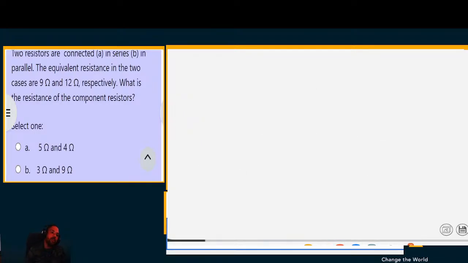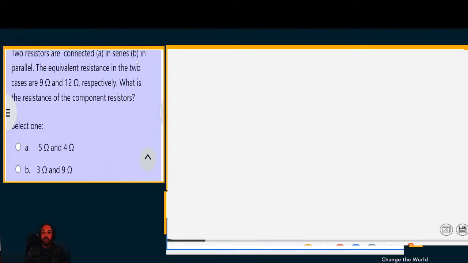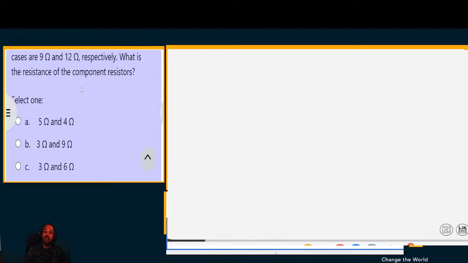You can just take all of these. In this case, they give you options. You can just plug in the options until they tell you which one is correct. Let me quickly run through them. The options should be, if you add them in series, they should give you 9, and if you add them in parallel, they should give you 12.